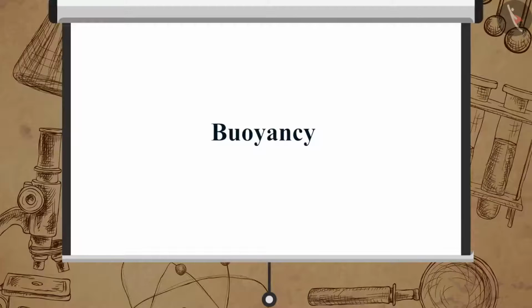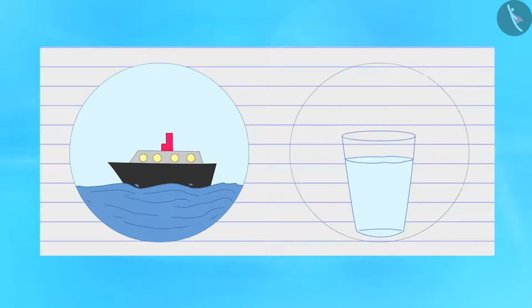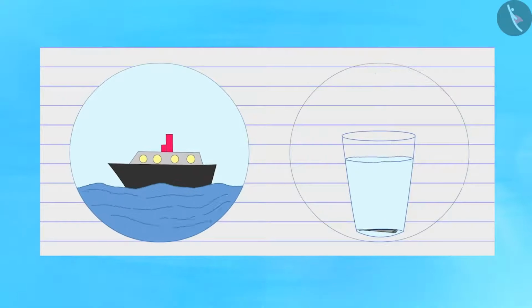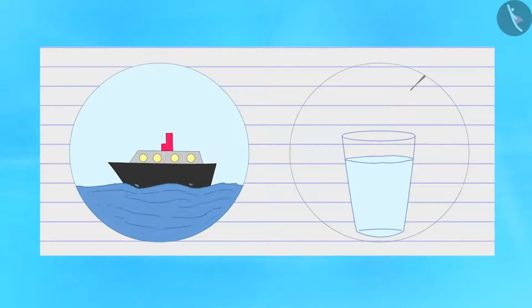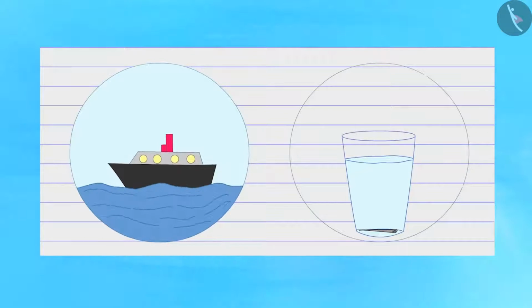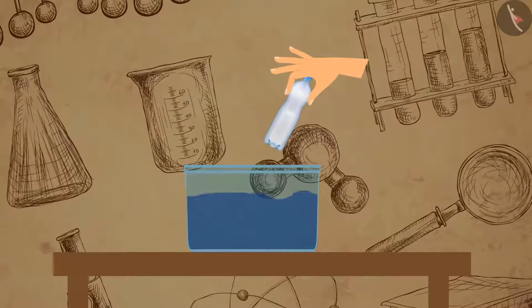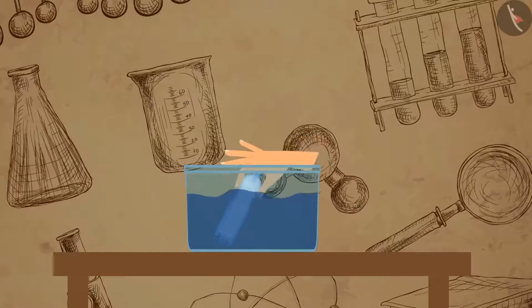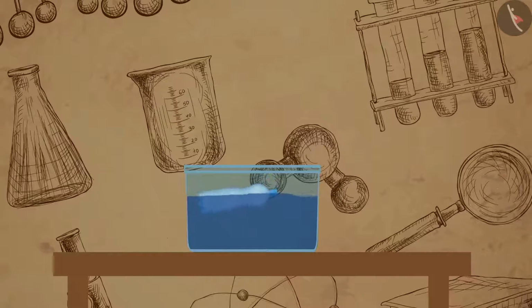Let us now see how this relates to our next topic of buoyancy. Why does a huge ship made from iron and steel float on water, while a small needle sinks in the water? Now, let us perform an activity to understand the role of buoyancy in these two instances. Take an empty plastic bottle with a closed lid and try to immerse it in a bucket of water. You will see that the bottle floats on the water surface.